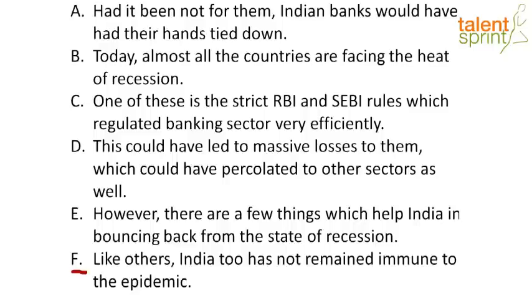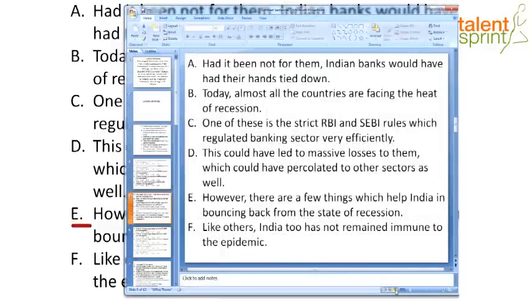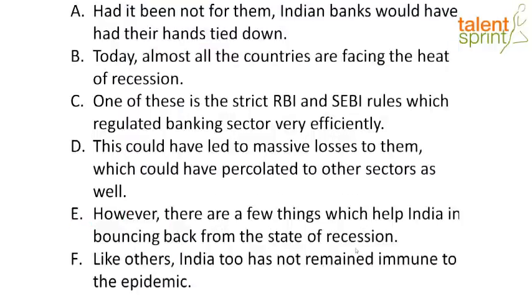Which is the other sentence that is making reference to India? E. However, there are a few things which help India in bouncing back from the state of recession. So if you see, introducing recession, introducing that India is also affected by it, and then the next sequential sentence is telling you that, you know what, there is something else that India does to bounce back from this state. And what are those things? There are a few things. So if you look at it, the highlighting phrase or the key phrase that we need to pay attention to from E would be, there are a few things.